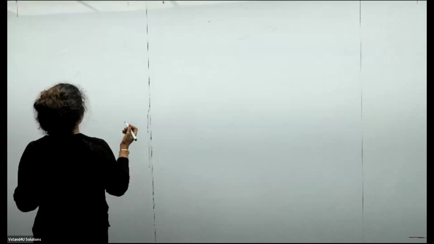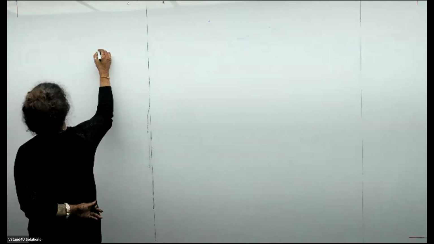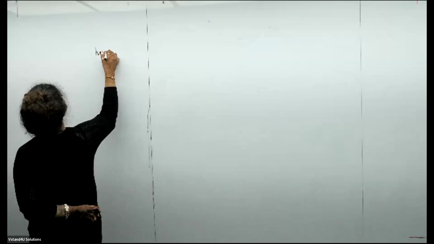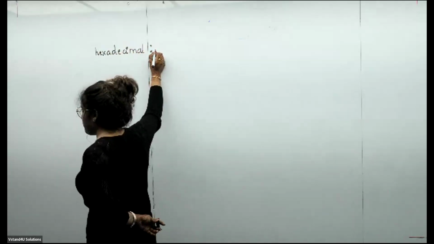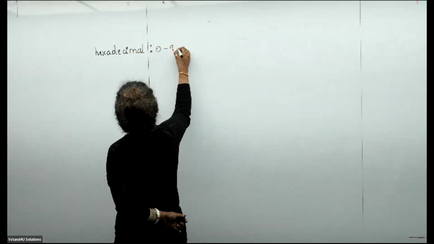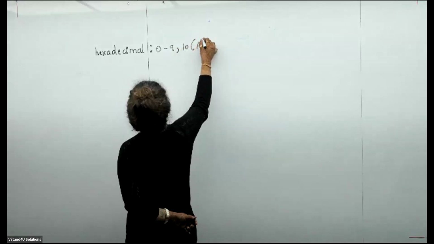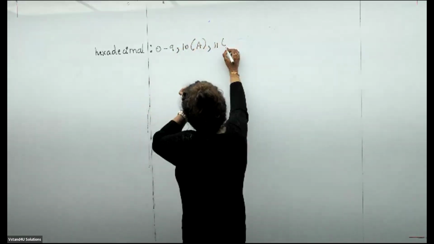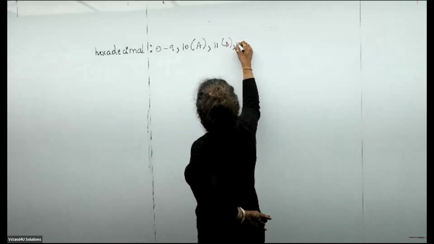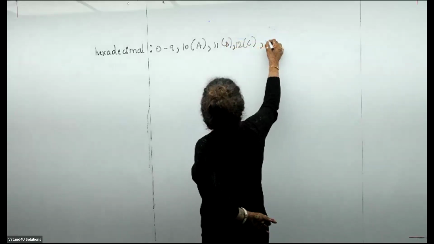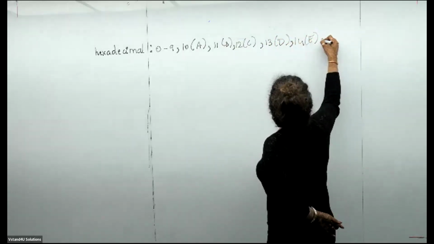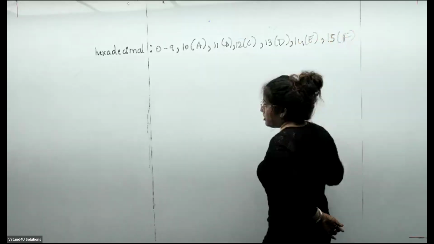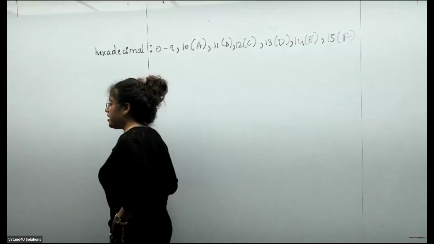Santosh, the first thing is, as we know, for hexadecimal values, the range is from 0 to 9, and the 10th value is called A, the 11th value is B, 12 is C, 13 is D, 14 is E, and 15 is F. Clear till here?